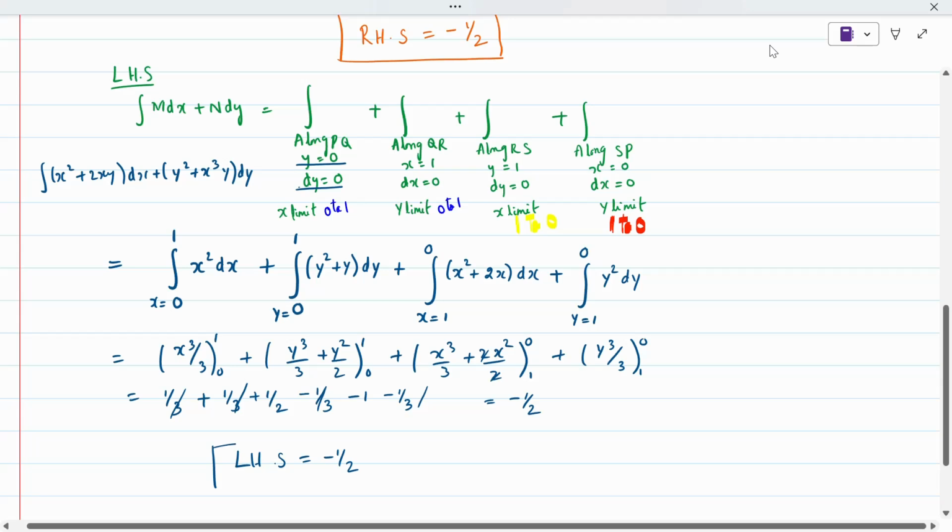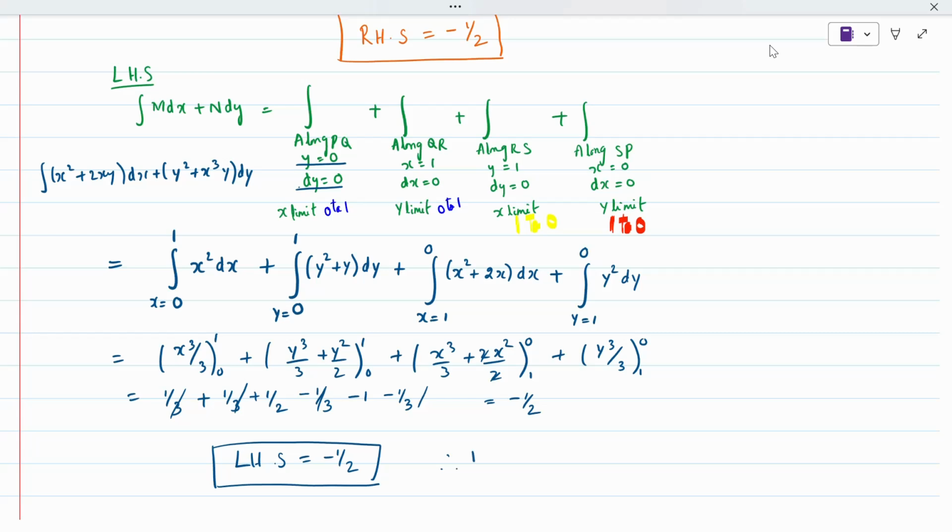Already my right hand side answer is minus 1 by 2. So both are same. We are verified. Hence verified. So this is the way we have to do it. If it is asked only to evaluate, any one is enough. Which is convenient for you, that we can do it.